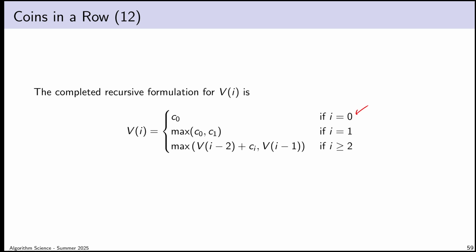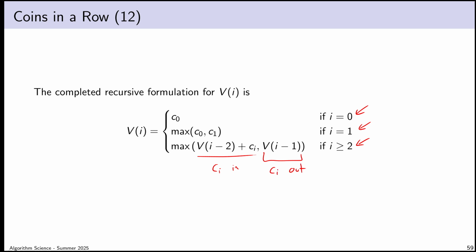So here's my completed recursive form for vi. If I is equal to 0, it's just c0. If I is equal to 1, it's the max of c0 and c1. And otherwise, in the general recursive case, it is the maximum of v of I minus 2 plus ci, that's the case where ci is in, and v of I minus 1, which is the case where ci is out.